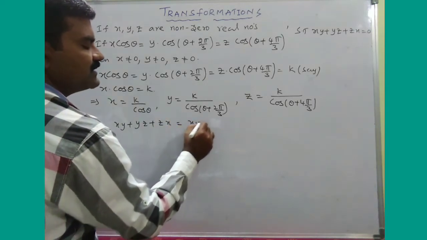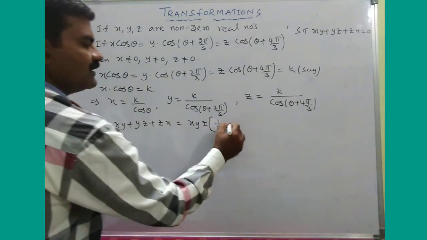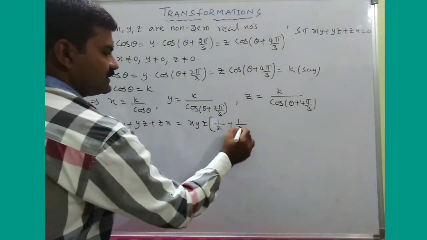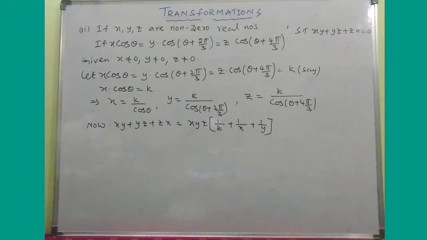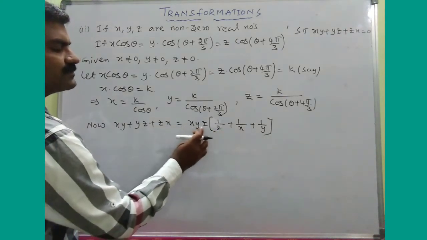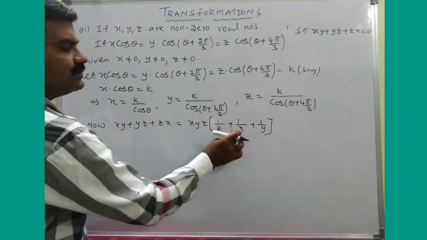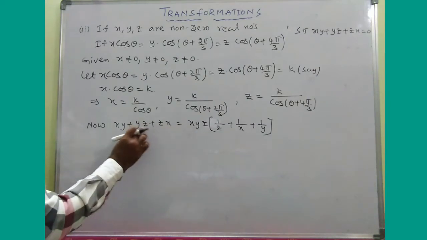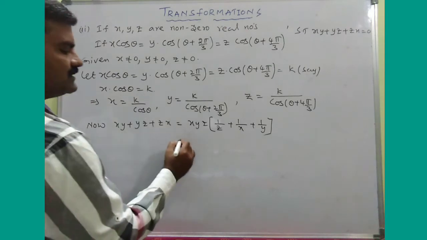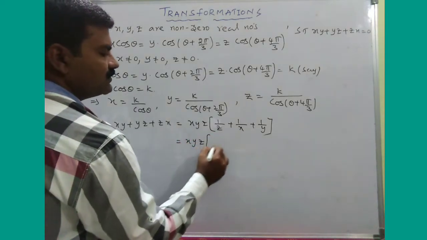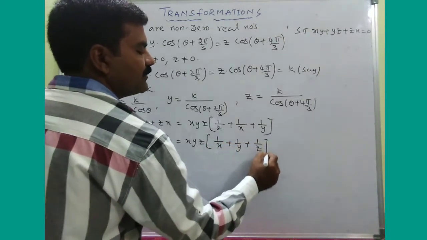If I take xyz common in this, then the first one I can write as 1 by z, and the next one is 1 by x, and this is 1 by y. If you want to cross-check by multiplying, xyz into 1 by z, z cancels, leaving xy. xyz into 1 by x, x cancels, which is yz. Similarly, zx. So this is nothing but xyz into, for our convenience, 1 by x plus 1 by y plus 1 by z. I am writing it in order.